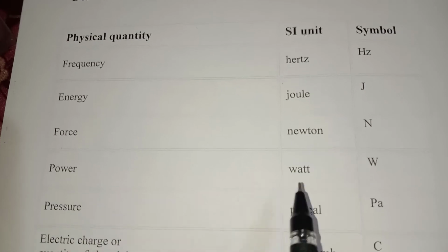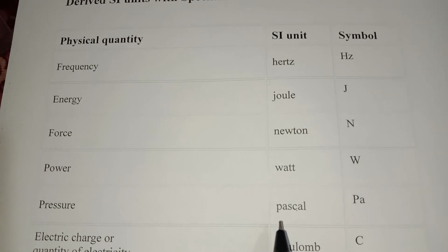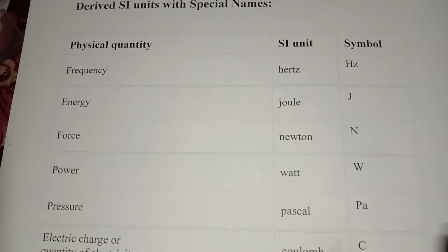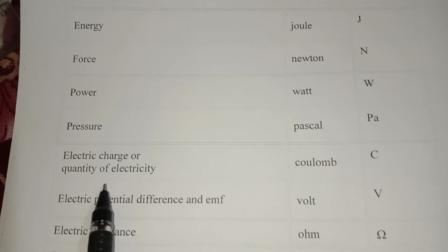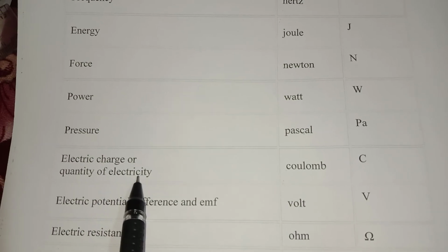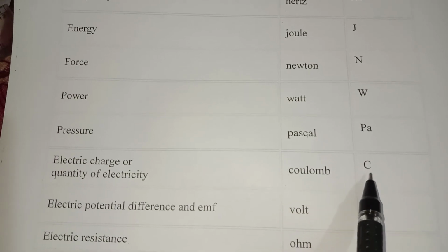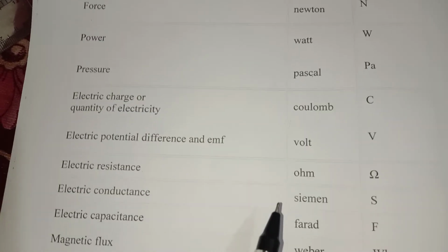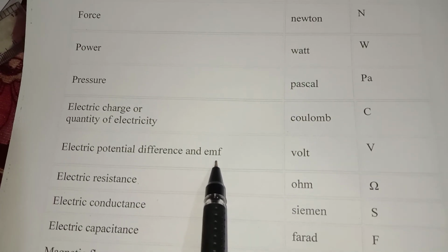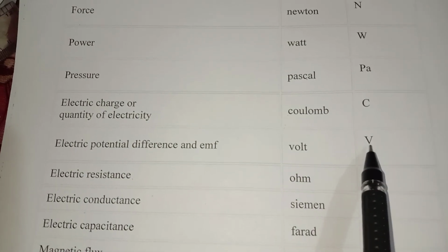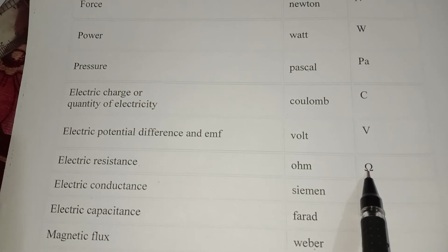Next, power, watt, W. Pressure: the unit of pressure is Pascal and its symbol is Pa. It will be discussed in our class 11th upcoming lectures. The next physical quantity is electric charge or quantity of electricity, which was discussed in class 10th, and its unit is Coulomb, represented by C. The next is electric potential difference, or we can say EMF, electromotive force, and its unit is volt, represented by V. Next, resistance, ohm symbol.